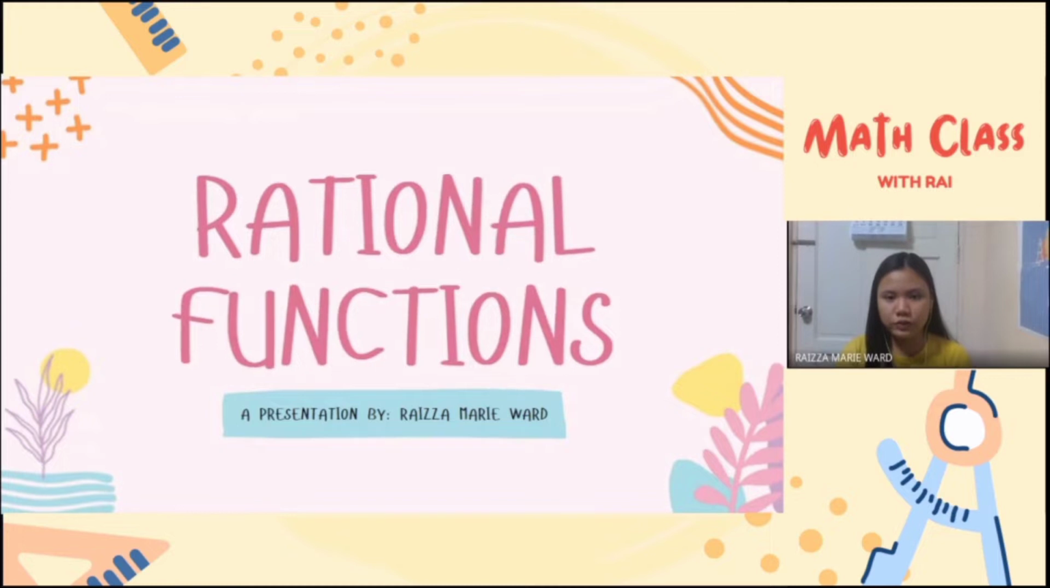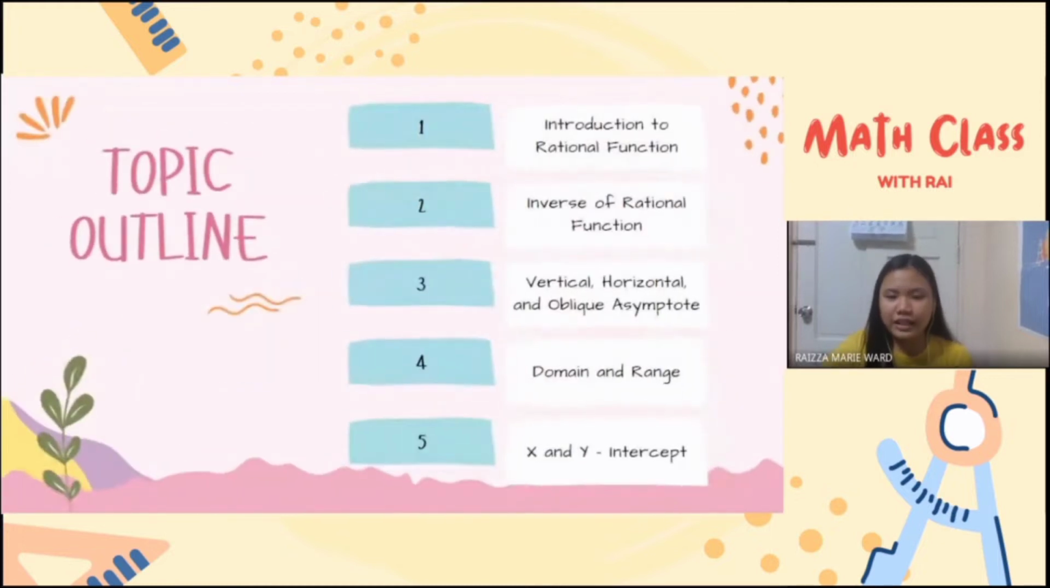Rational functions. Here are the lessons included for today's topic. First is the introduction to rational functions. Here, I will tell you what exactly a rational function is. Next, I will be teaching you how to solve the inverse of a rational function, the vertical, horizontal, and oblique asymptote, the domain and range, and lastly, the x and y intercept.